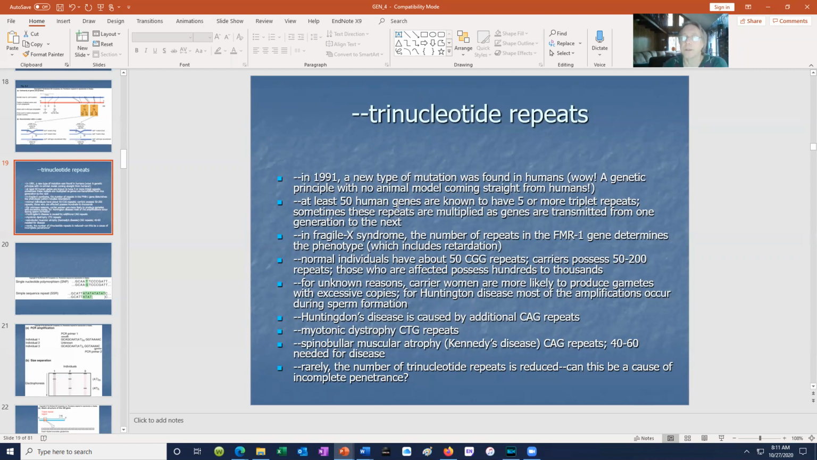In 1991, there was a new type of mutation which was found in humans. Now, once again, I'm a little older, so this is perhaps a little more significant to me. When I was going through school, everything was you had to study E. coli first, you had to study fruit flies first, you had to study yeast first, and then maybe what you learned from your study of these simpler organisms could be applied to humans. Maybe you could understand the complexity of humans after learning something in these simple organisms.